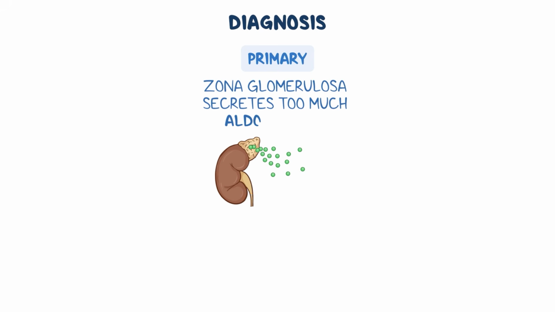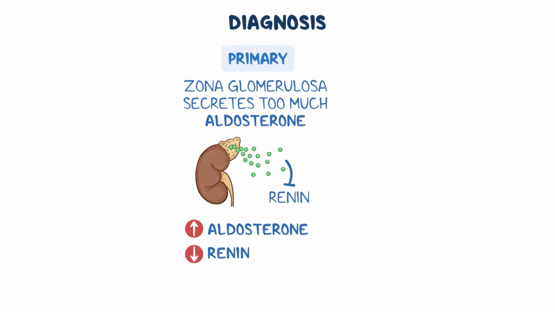The diagnosis of hyperaldosteronism primarily relies on renin and aldosterone levels. In primary hyperaldosteronism, the main problem is that the zona glomerulosa secretes too much aldosterone. And since aldosterone normally lowers renin through negative feedback, renin production drops. So, in this case, aldosterone is high and renin is low.